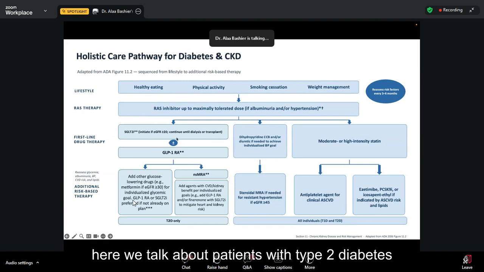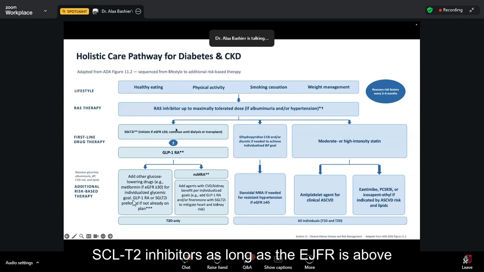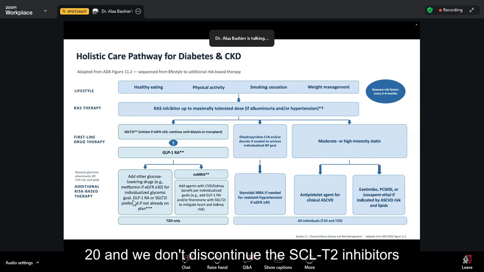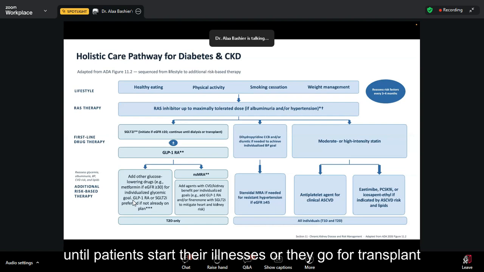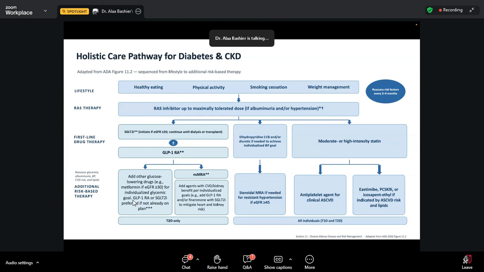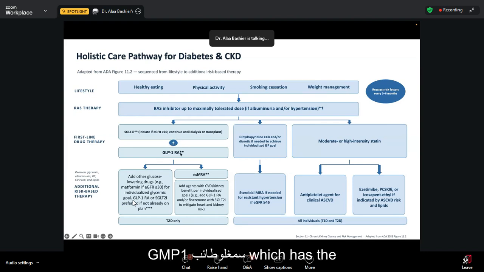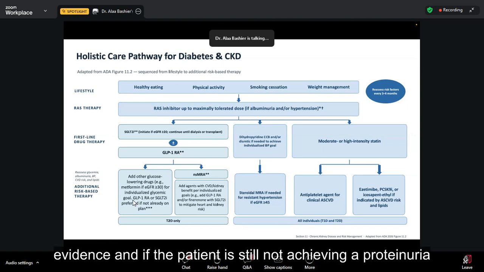When it comes to management of glycemia, and here we talk about patients with type 2 diabetes, the green bars, we start with SGLT2 inhibitors as long as the eGFR is above 20, and we don't discontinue the SGLT2 inhibitors until patients start dialysis or they go for transplant. And now there is overwhelming evidence as well for SGLT2 inhibitors in post-transplant diabetes management. SGLT2 inhibitors should be used with or without GLP-1 semaglutide, which has the highest evidence.